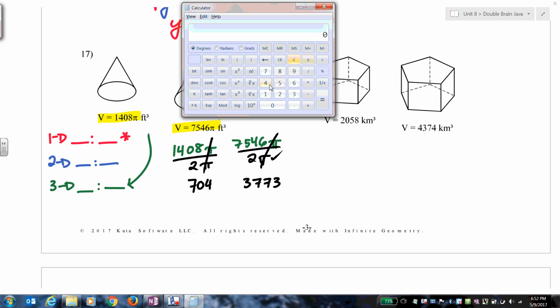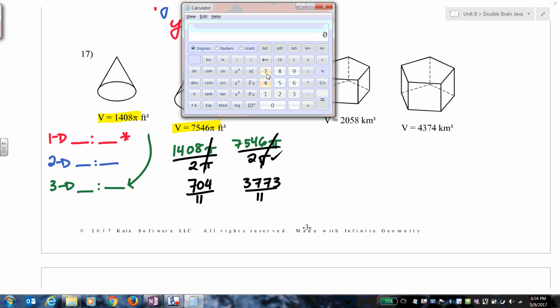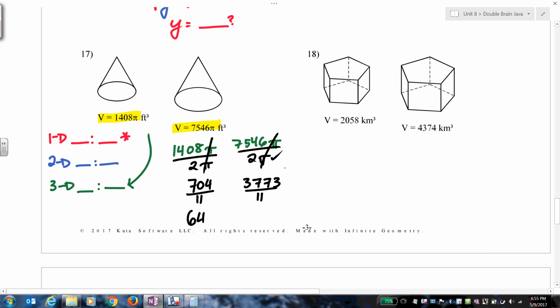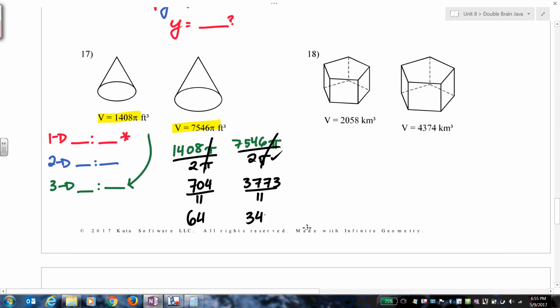Let's see if 704 is divisible by 7. Let's try 11. So we're going to go 704 divided by 11, and we get 64. And 3773, we're just trying numbers under 20, divided by 11. And we get 343. Okay, now we're small enough to see what's going on.